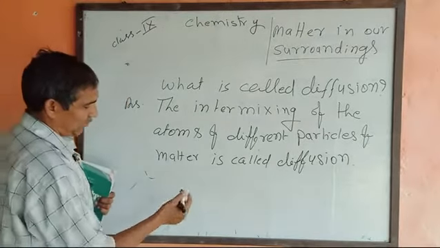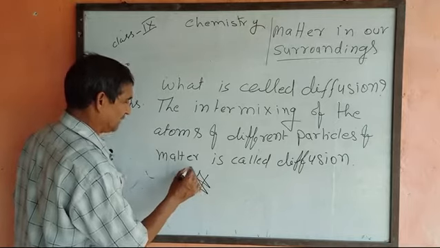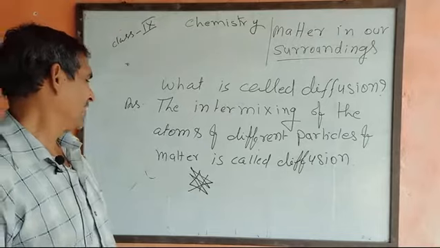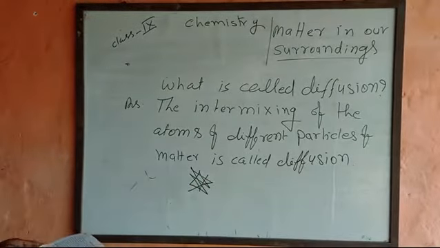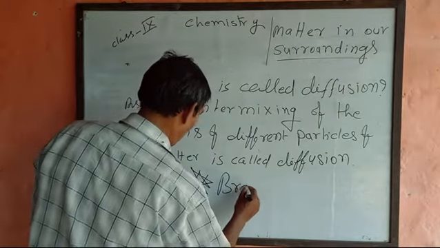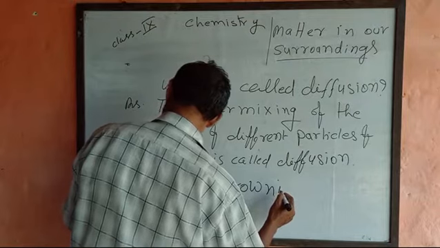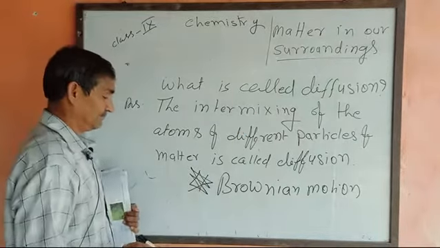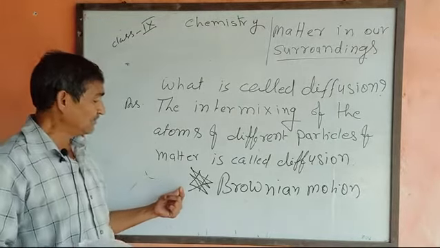And the motion of particles in matter is not fixed. This motion is known as Brownian motion. In this motion, the direction of the particles is not fixed. Therefore, it is called Brownian motion.